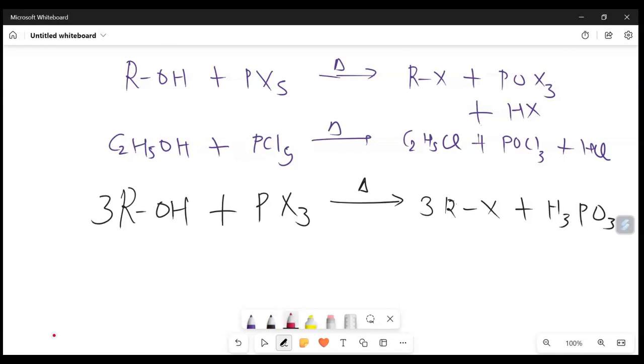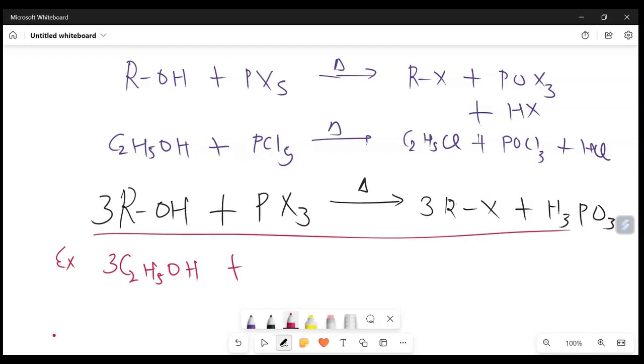H3PO3, you can write down the example of C2H5OH. How many moles? 3 moles. This is the example regarding that. This is the reaction: react with PCl3. By heating, it will give 3 moles of RCl. RCl what? C2H5Cl plus H3PO3.